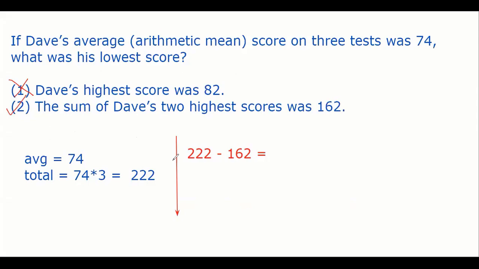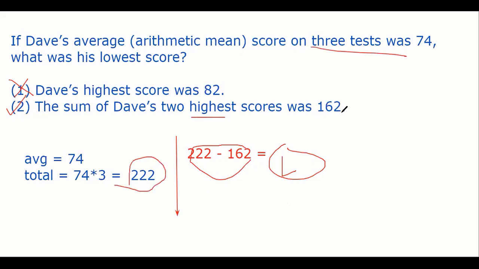Superb. So understood everybody? We don't even need to do subtraction. This is the key word here. The 2 highest scores sum is 162. Whatever remaining would be the lowest only. That's it. Because we know the total, and this total we know from the question itself. That's why statement 2 alone is sufficient. Good. Move on.